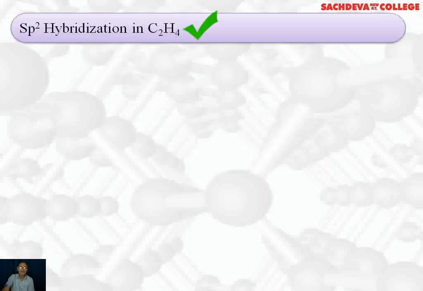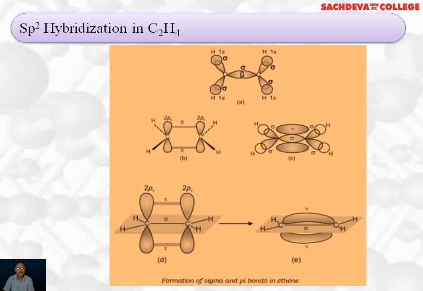Next we are taking sp2 hybridization in C2H4. In C2H4, there is a double bond: CH2 double bond CH2. And whenever there is a double bond, one bond is a sigma bond, the other bond is a pi bond. Now we are showing in this diagram, first, the formation of the sigma bond. How is the sigma bond formed?